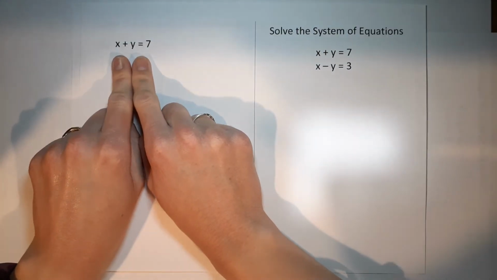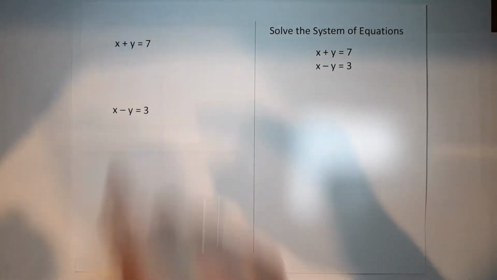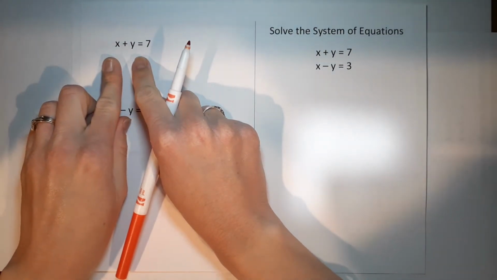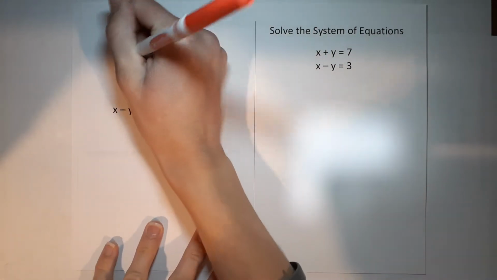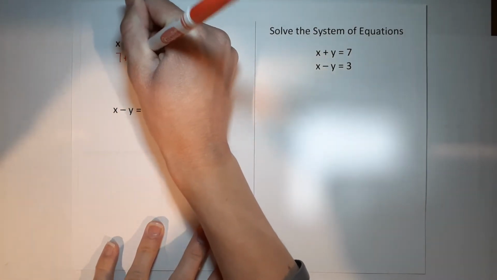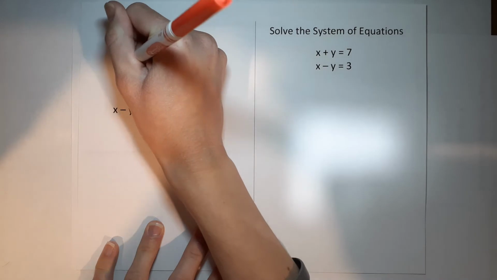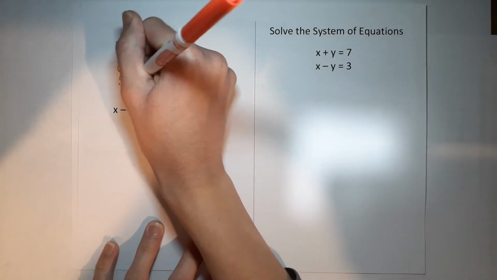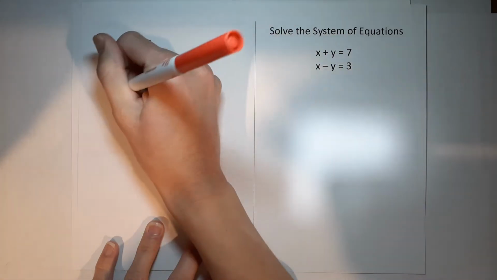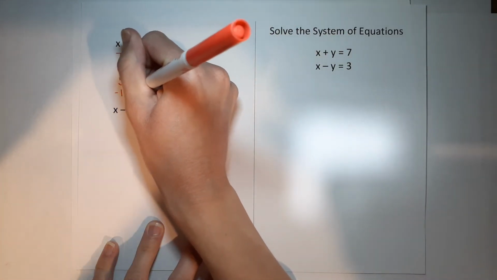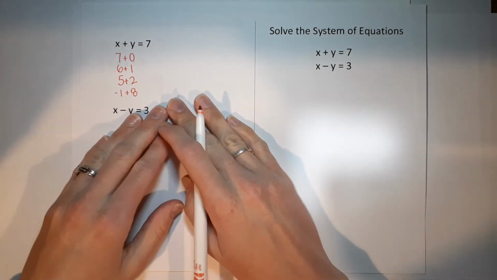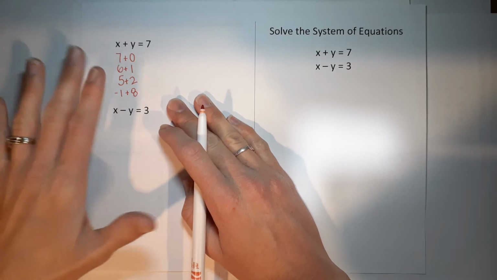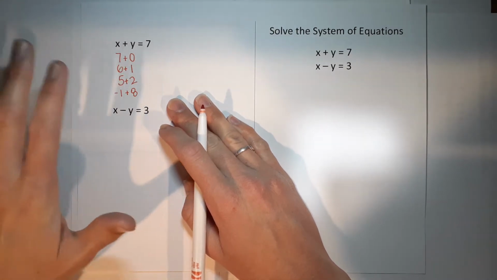If your teacher gave you this and said, okay, what do x and y equal? Well, x and y could equal a lot of different things, right? x and y could be 7 plus 0. It could be 6 plus 1. It could be 5 plus 2. It could be -1 plus 8. Do you see how I could literally go on forever? There's literally infinity answers.